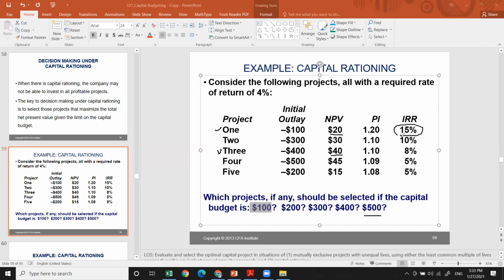This is the highest one. And this is the highest. Almost highest. You could select 3. You could select project 2, but the NPV is smaller for 2 than for project 3. So we are concerned more about money. NPV is all about the money.